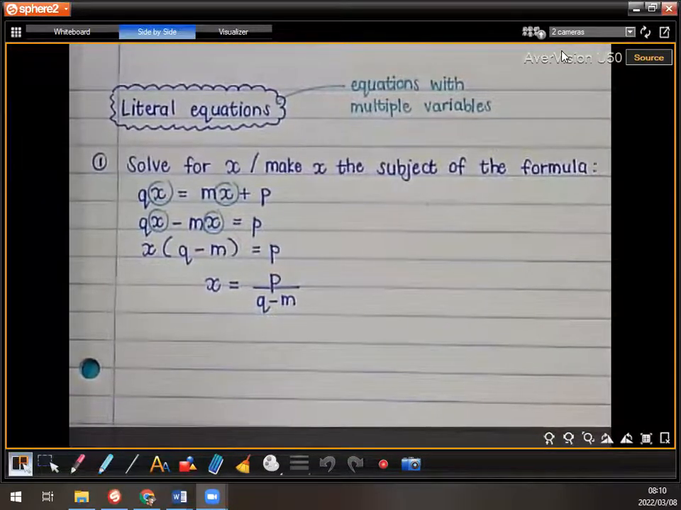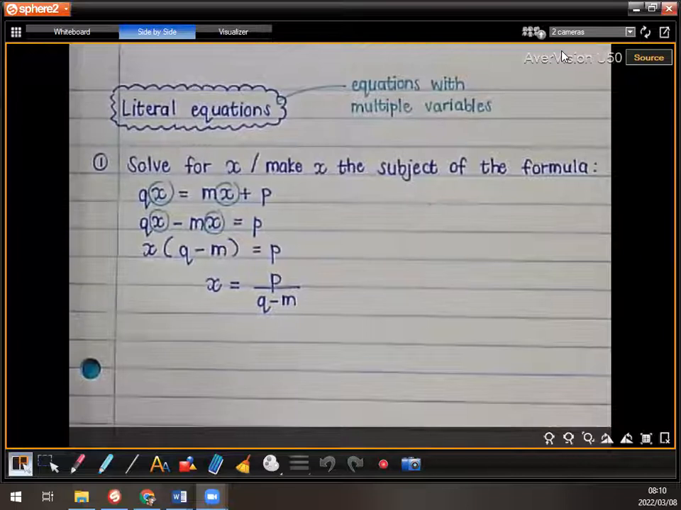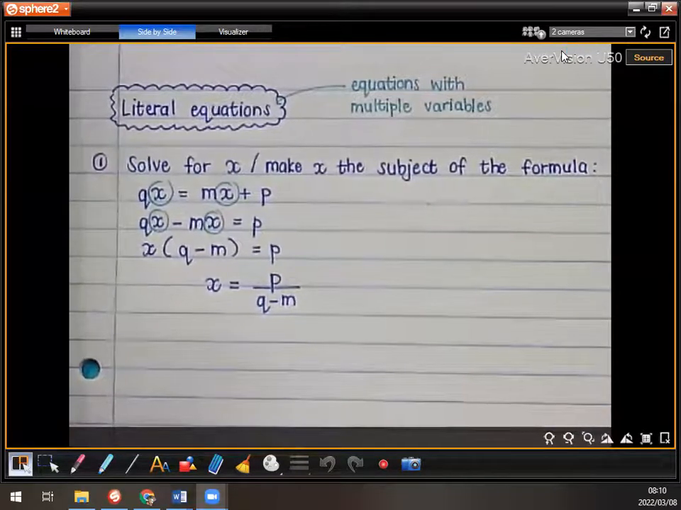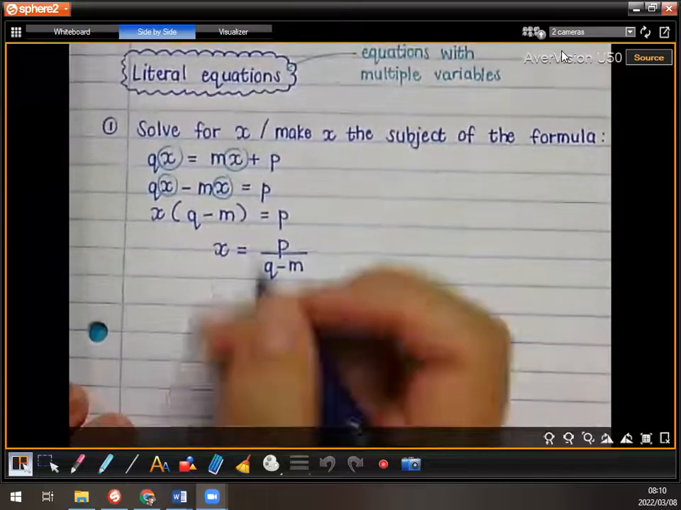So there we have solved for x. It's just not a number. It's in terms of other variables. But we can't get a numerical answer in an equation that has no numbers. So that's what we're going to be doing in this section, basically. They're going to give you formulas or equations with different variables, and they're going to tell you to make one of those variables the subject. Okay, let's do another one.